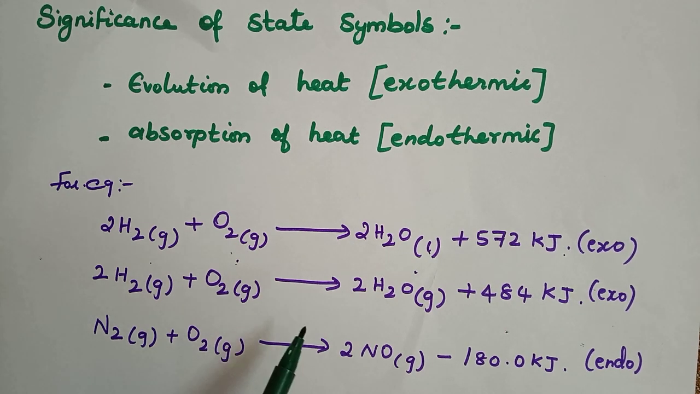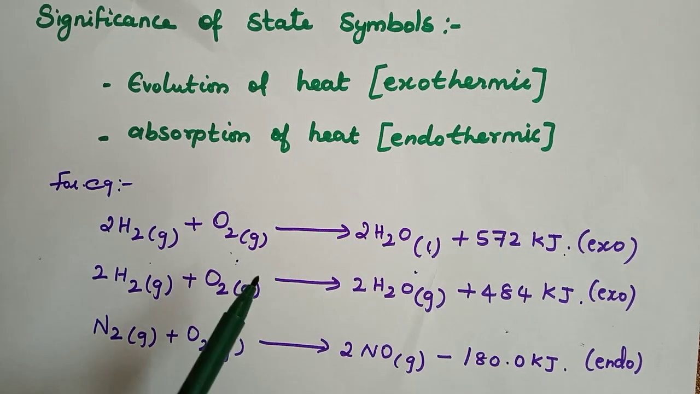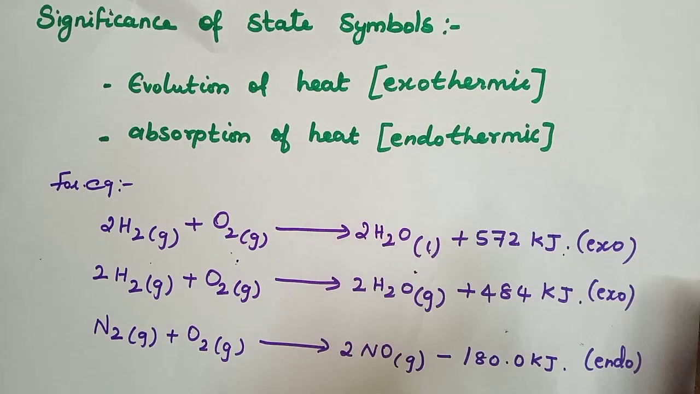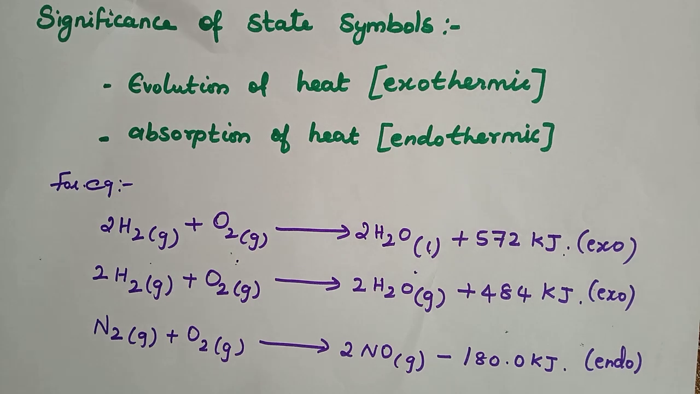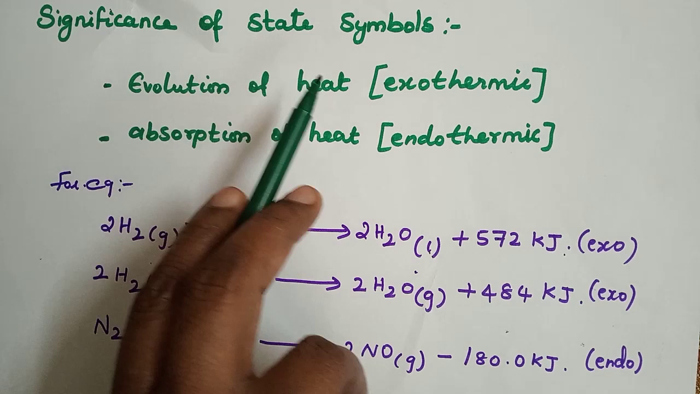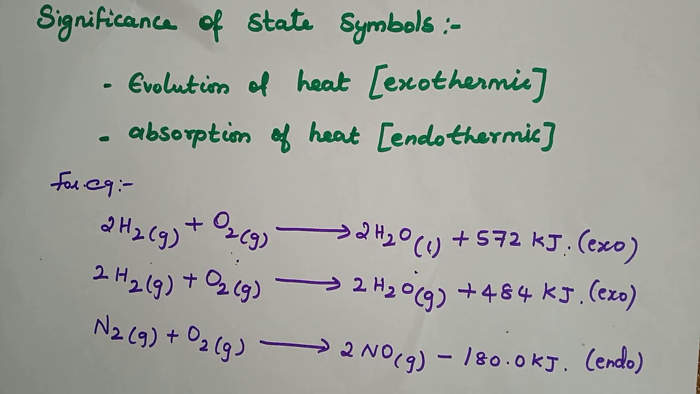So the state symbols have great significance for those chemical reactions which are accompanied either by the evolution of heat or by the absorption of heat, either exothermic or endothermic. In both cases the significance of state symbols may vary. Understood? Okay. Next, we are going to see how to make a chemical equation more informative.